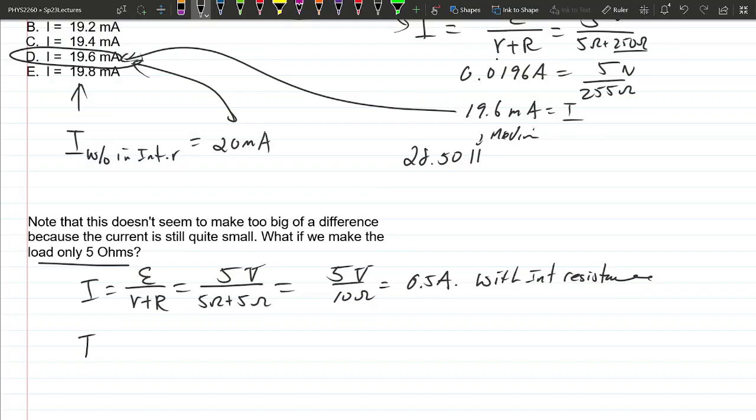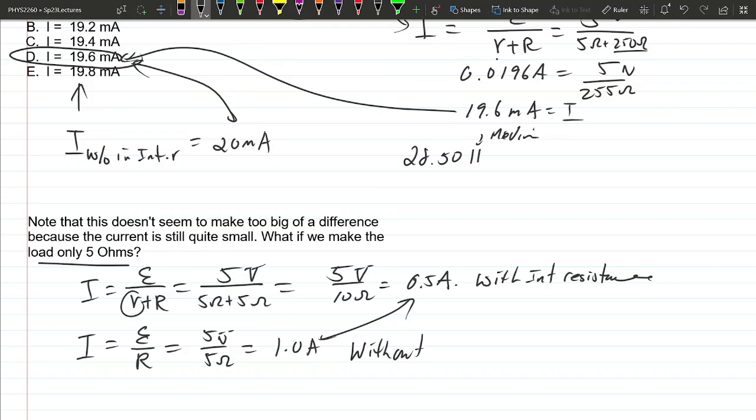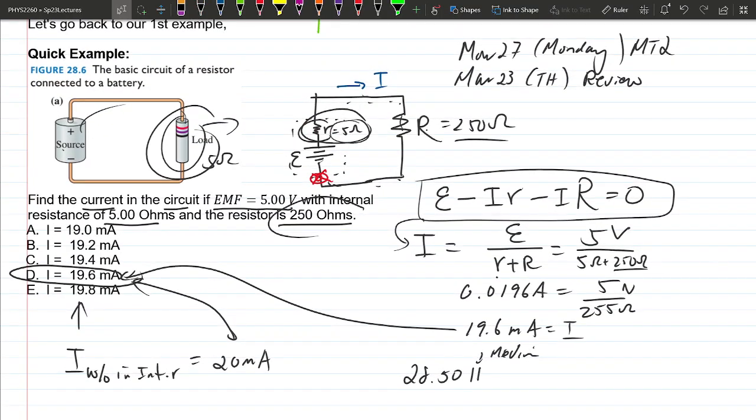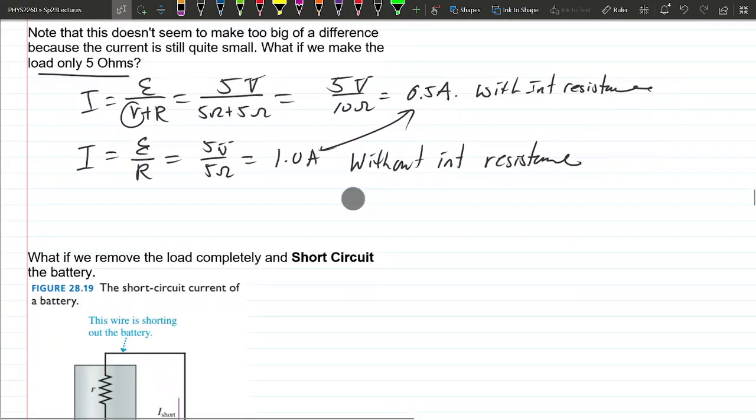Let's do the same calculation without the internal resistance, basically just ignoring the little r. Without the internal resistance, we don't have the little r, so it's just 5 volts over 5 ohm. And even I can do that division. That's 1 amp. So without internal resistance, the internal resistance basically dropped the amount of current that that particular battery can provide by half. So it makes a bigger deal if your internal source resistance and your load are similar to each other. That's the idea of why we have to account for this.